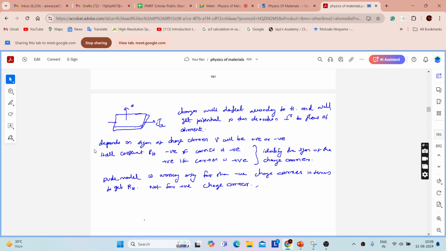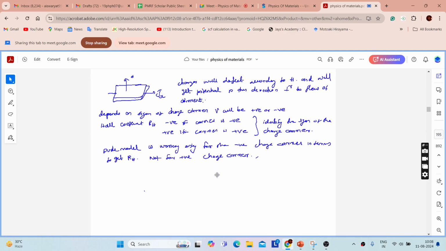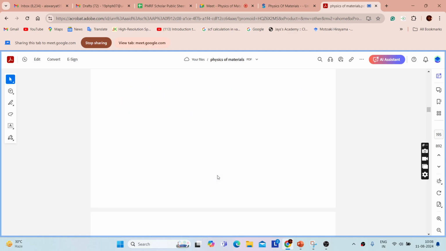Now there will be a coefficient, the Hall coefficient. Depending on the voltage sign, we can understand what charge carriers are present in the material. If the Hall coefficient is negative, then the carriers are negative charge carriers, nothing but electrons. If it is positive, then they are positive charge carriers, holes for example. The Drude model is correct only for negative charge carriers, mainly electrons, not for other charge carriers.